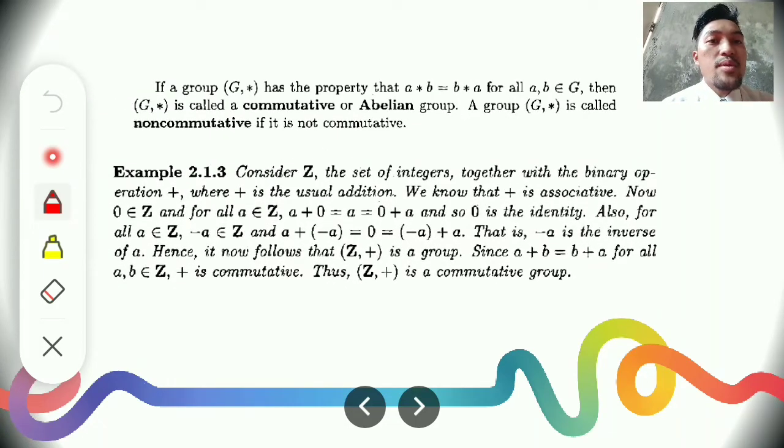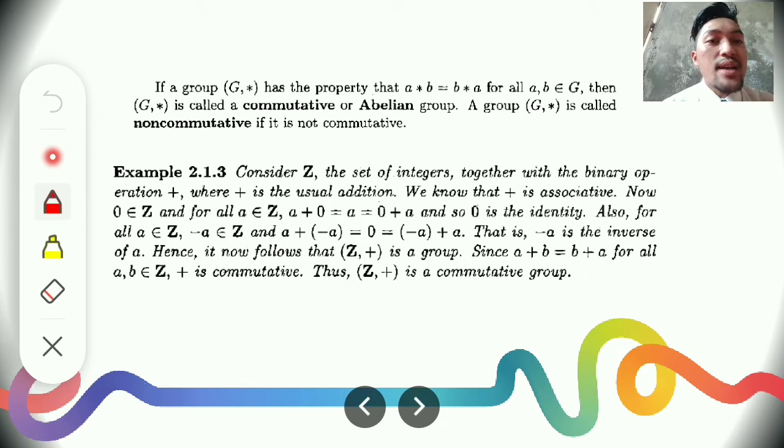Alright. In this example, consider Z, the set of integers, together with the binary operation plus, where plus is the usual addition. We know that plus is associative. Now, 0 is an element of Z, and for all a in Z, a + 0 = a = 0 + a, and so 0 is the identity. Also, for all a in Z, negative a is an element of Z, and a + (-a) = 0 = (-a) + a, that is, negative a is the inverse of a.